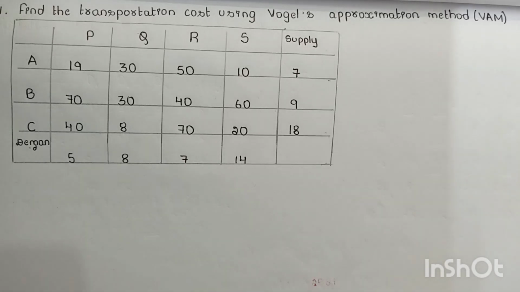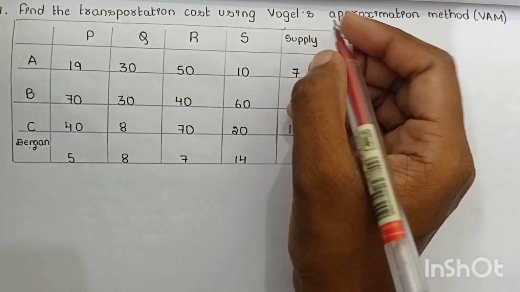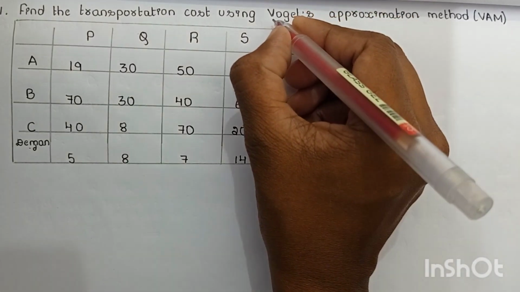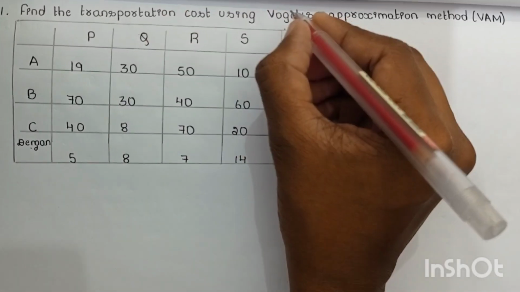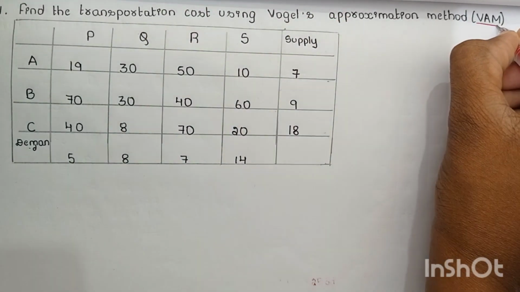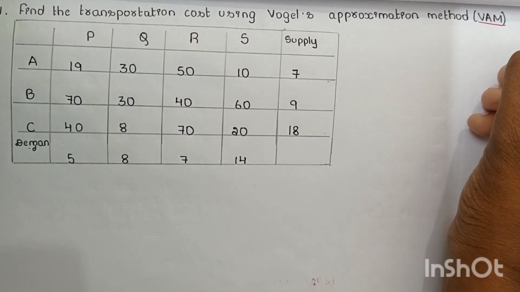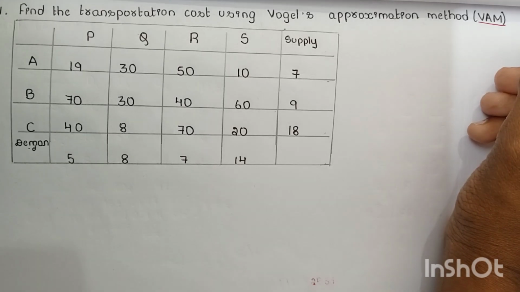So in this video today we are going to discuss how to solve the transportation cost using VOGEL'S approximation method. VOGEL'S approximation method is one of the methods used to find the transportation cost. So today we are going to identify the transportation cost using VAM, that is VOGEL'S approximation method. So without any further delay, let's get into the video.